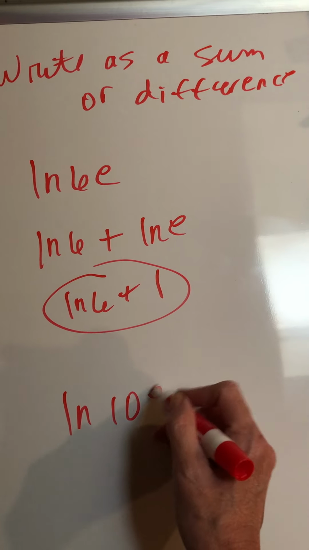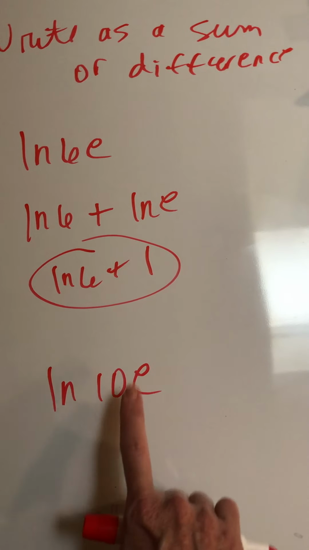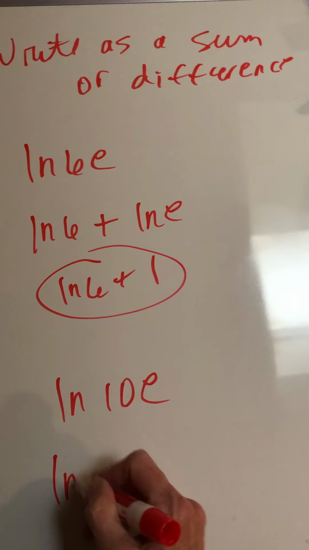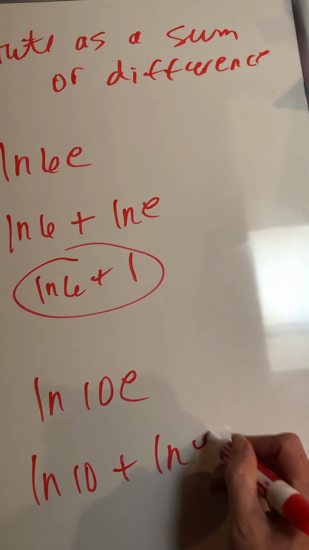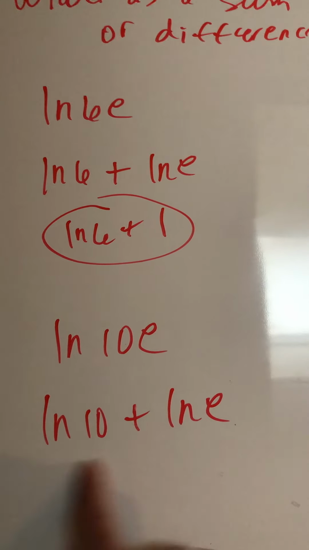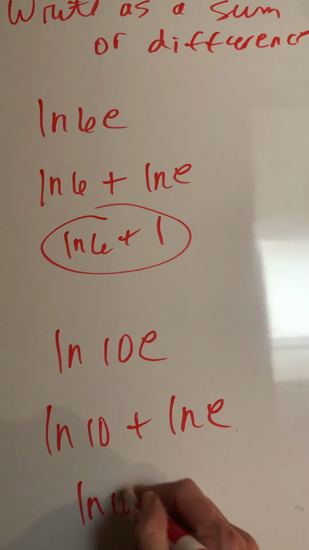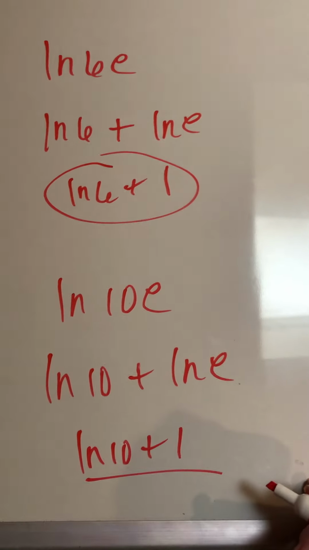Okay, so ln 10e. Again, my argument is being multiplied, so I break it up into an addition. So ln 10 plus ln e, and then reduce anything I can, so it'd be ln 10 plus 1.